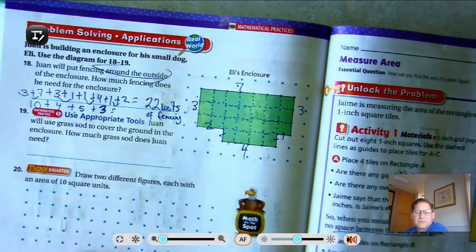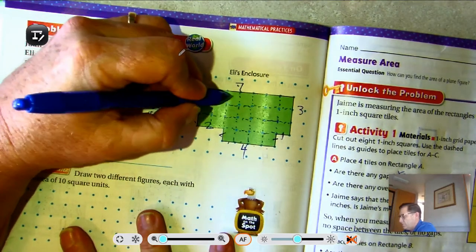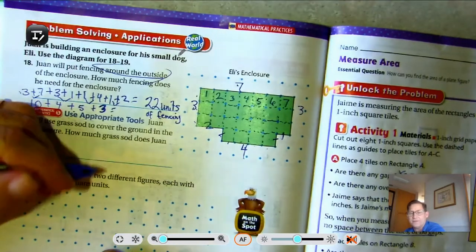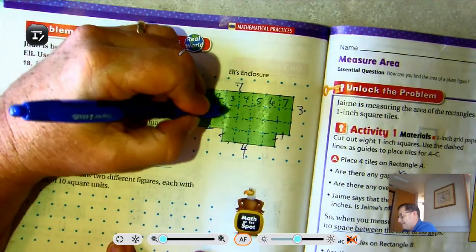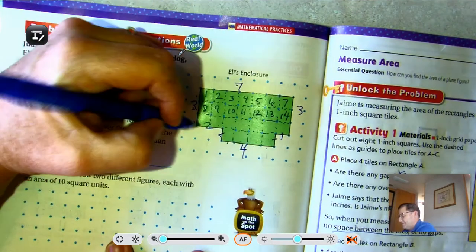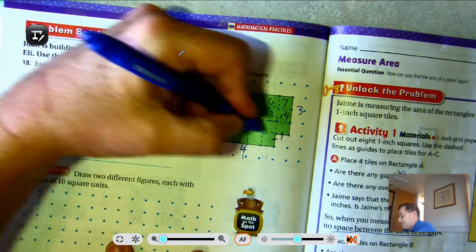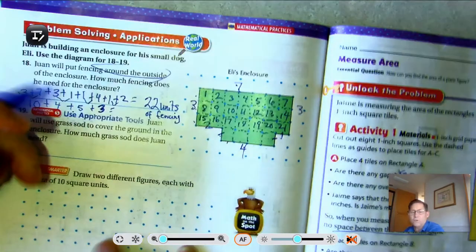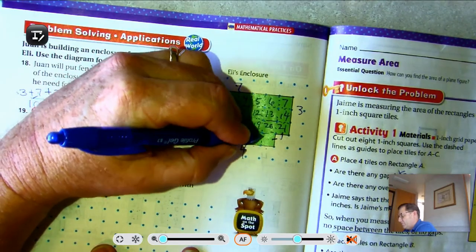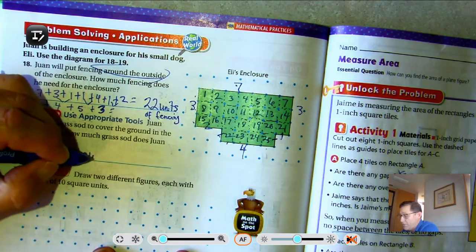All right, so it looks like we have squares everywhere. So let's just start numbering them. 1, 2, 3, 4, 5, 6, 7. So we have rows of 7, right? 8, 9, 10, 11, 12, 13, 14, 15, 16, 17, 18, 19, 20, 21, 22, 23, 24, 25. 25 square units.